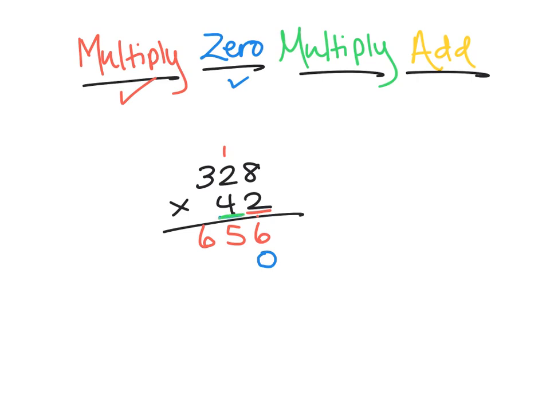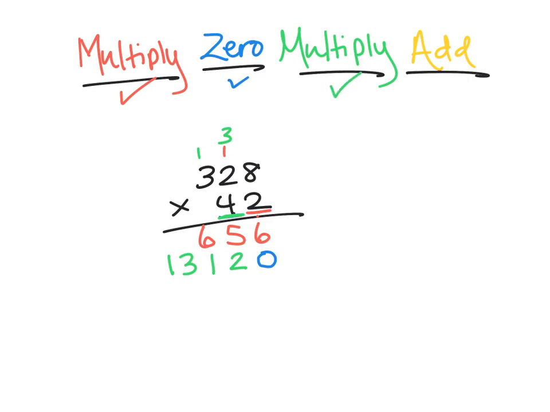So I'm going to take that 4, that 40, and multiply it again by all of the top numbers. So I'm going to multiply 4 times the ones, which is 4 times 8 is 32. And I'm going to have to regroup. And then I'm going to multiply 4 times the tens place. I have 4 times 2 is 8, plus 3 is 11, and I have to regroup. And then I'm going to multiply 4 times 3 is 12, plus 1, and that is 13. Okay, so now my multiplication is done.